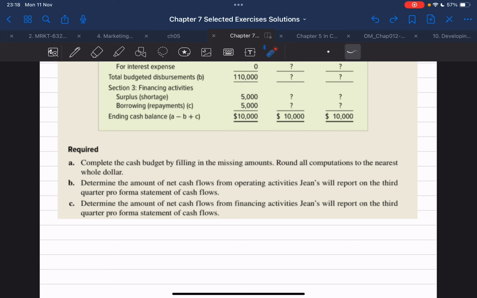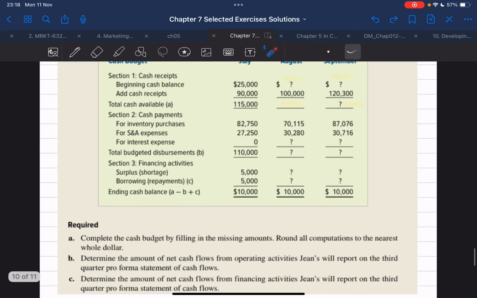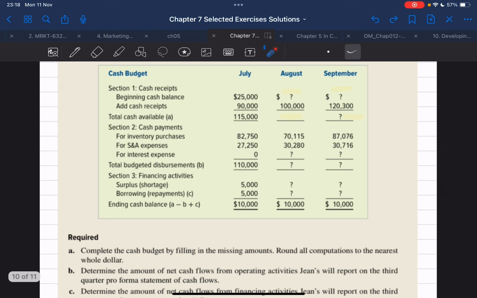It says, determine the amount of net cash flows from operating activities Janes will report on the third quarter pro forma statement of cash flows. Now the net cash flows from operating activities include the cash that the company will receive in each month, and we'll subtract from it the total budgeted disbursements because it includes all 3 categories.